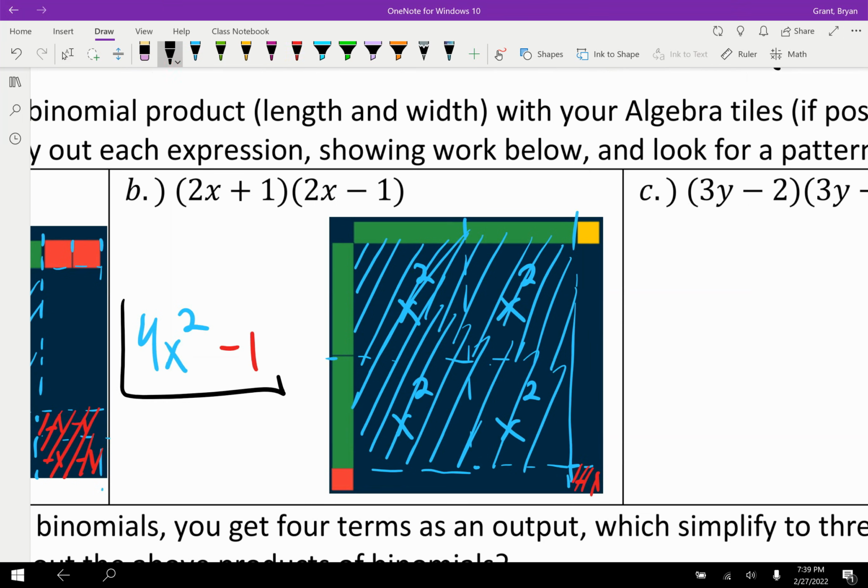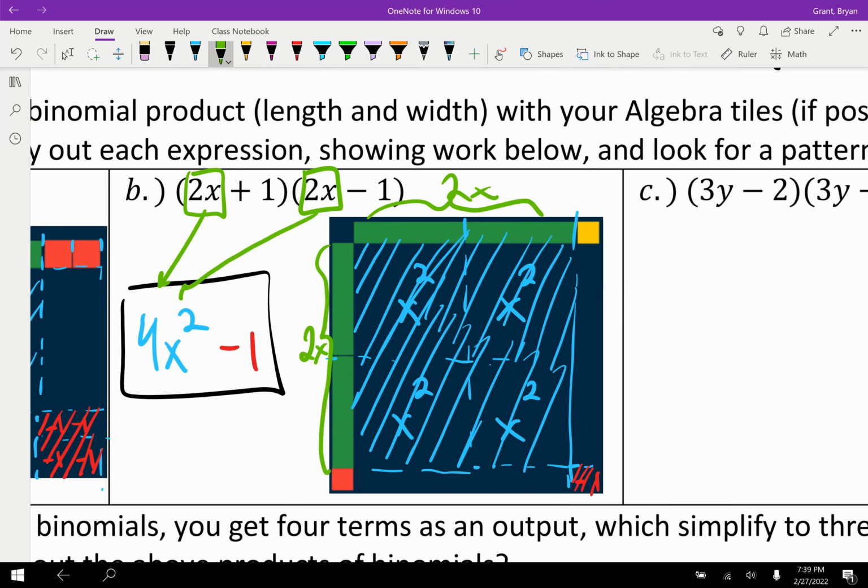4x squared minus 1. So notice again that the 2x terms canceled. In fact, what we did is we took this 2x that was on the side right here, and then we took 2x up top, and we multiplied those together, and that made the 4x squared. Then, to create the negative 1, we took this negative 1 and positive 1, multiplied those together, and that gave us the term at the end.